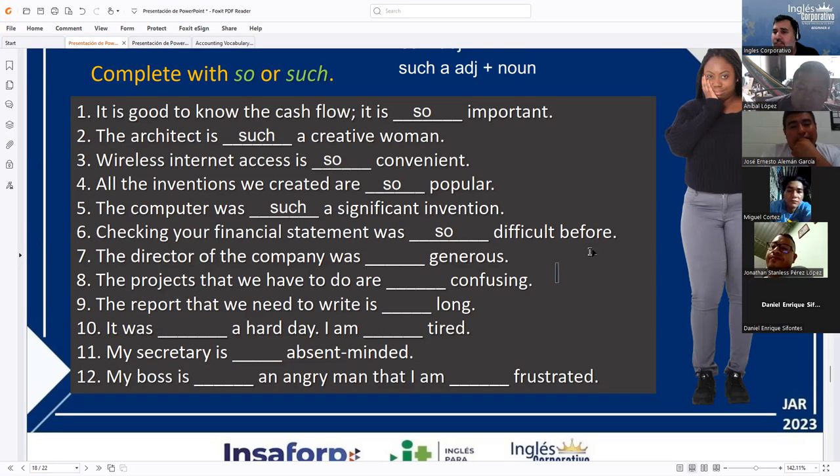So difficult before. Before is not a noun. Before is time, antes, right? It was so difficult before. The director of the company was so generous. The projects that we have to do are so confusing. The report that we need to write is so long.